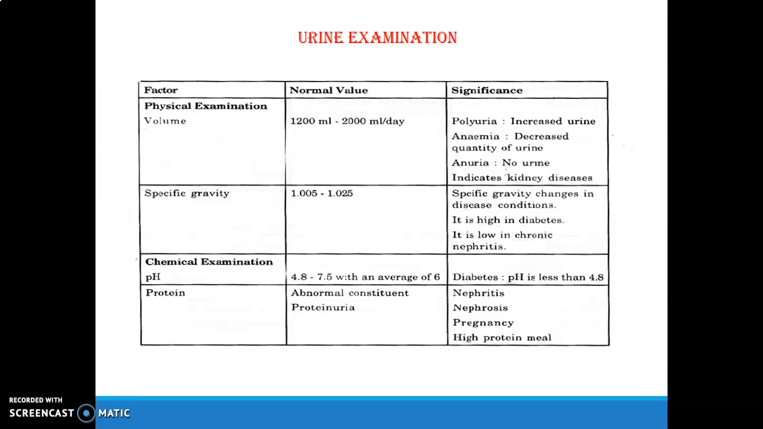Chemical examination, that is pH. It should be between 4.8 to 7.5 with an average of 6. Generally, in the condition of diabetes, pH is less than 4.8. Then comes protein. An abnormal constituent is proteinuria. It may be present due to conditions like nephritis, nephrosis, pregnancy or a high protein meal.